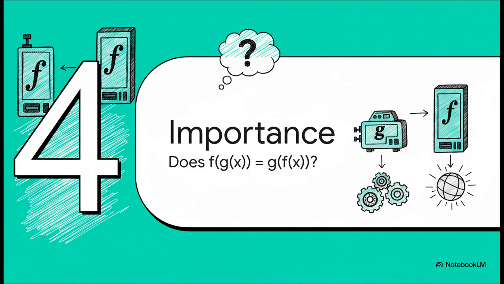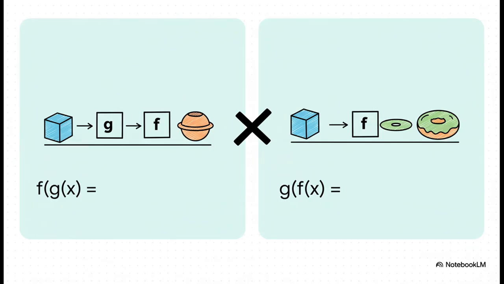With our assembly line, does the order of the machines actually matter? Like, could we just swap machine F and machine G and still get the same thing at the end? What do you think? Let's take a look. Here we've got two functions, f of x is x squared and g of x is x plus 2. On the left, we're doing f of g of x.